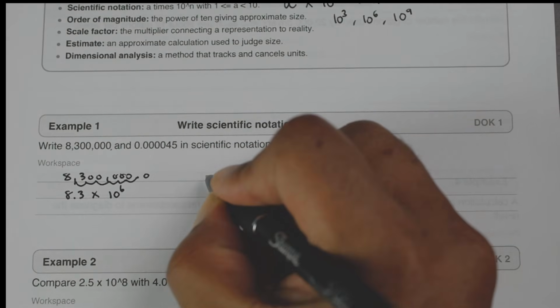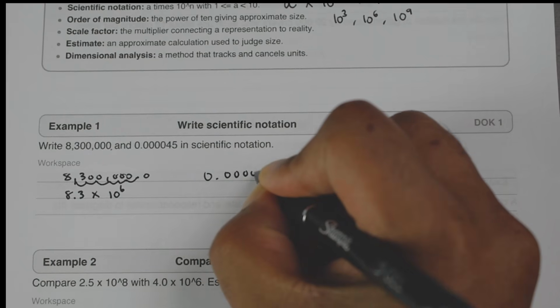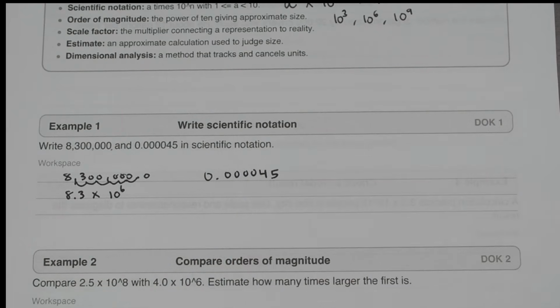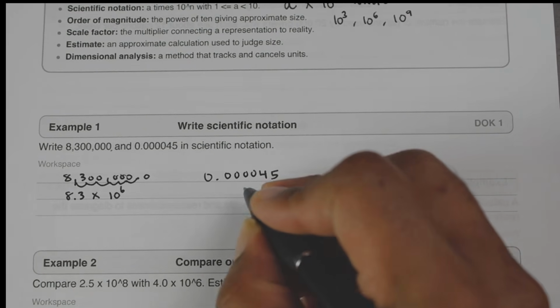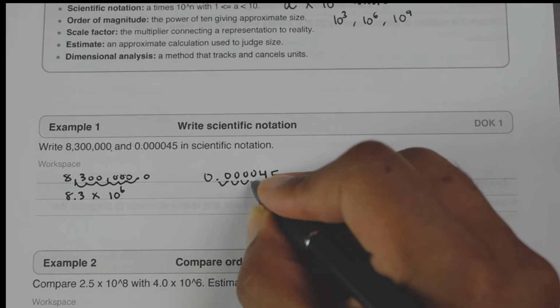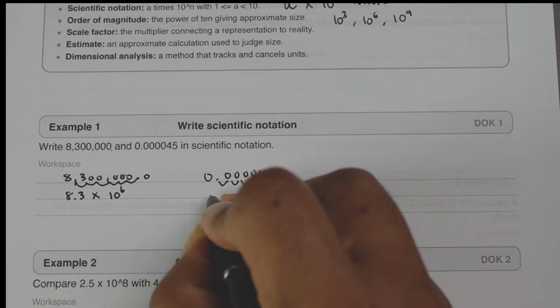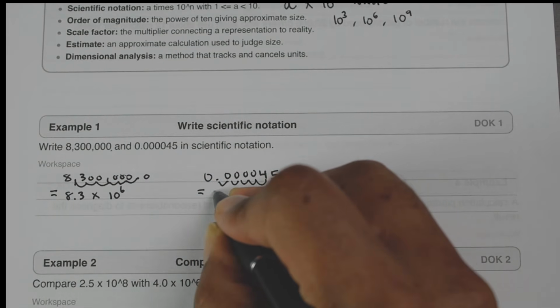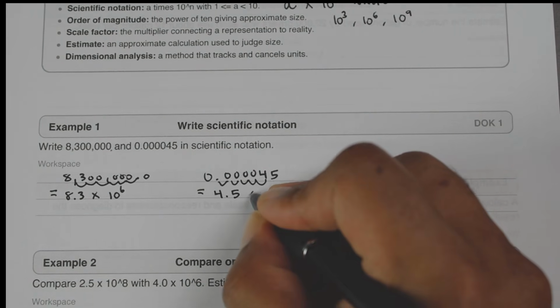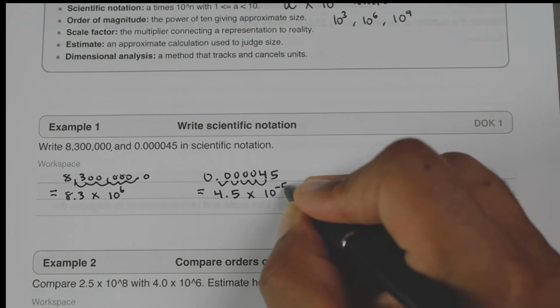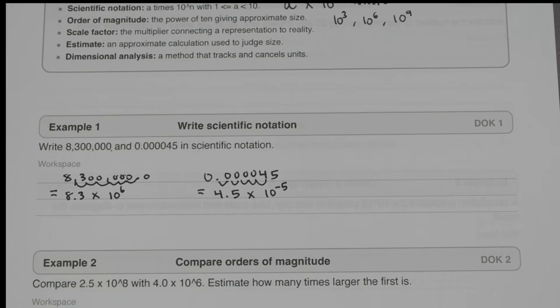Now let's consider 0.000045. Okay. Because we move the decimal to the right, we're moving to the right, it's going to be a negative exponent. So we're going to move it 1, 2, 3, 4, 5. That would give us our number that's between 1 and 10. And then I move this 5 units. So that would be a -5. So our answers are 8.3 times 10 to the 6th, and then 4.5 times 10 to the -5th power.